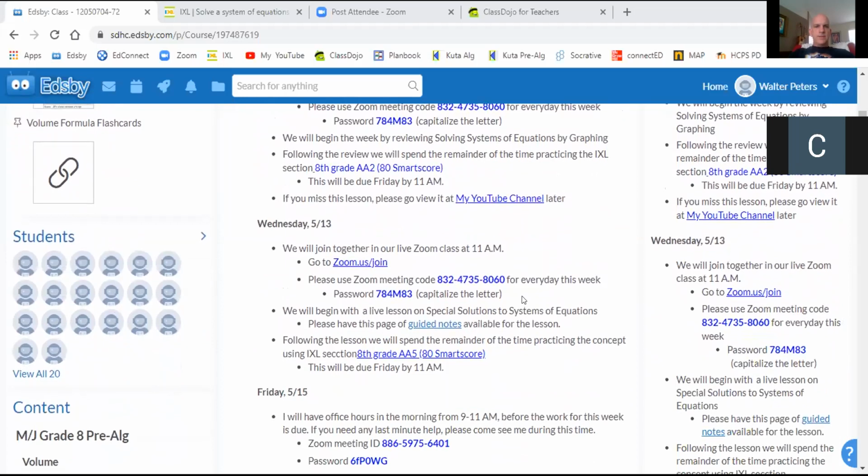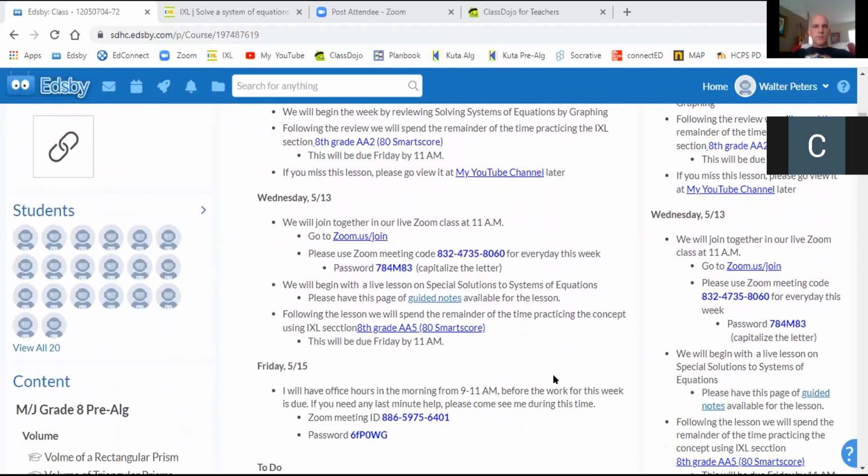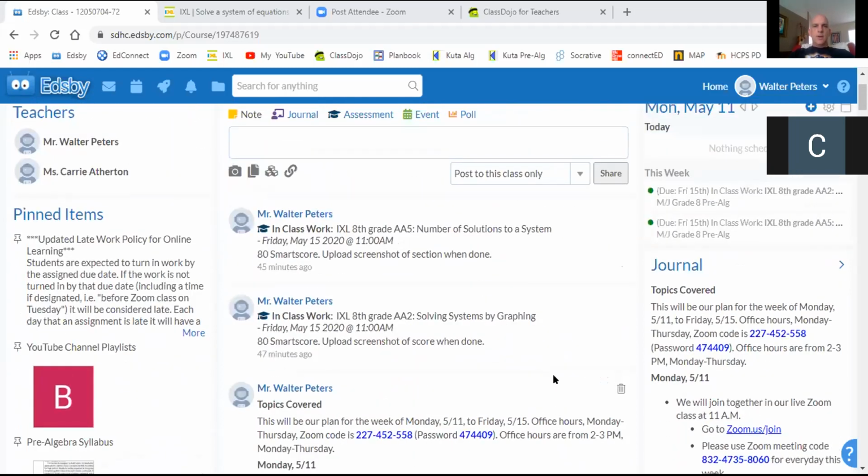And then on Wednesday, we're going to have a lesson on special solutions to systems. So that will include, if you look at the guided notes here, things like no solution systems and infinite solution systems. And we'll talk about how those occur in that lesson. And then we'll work on that in that IXL section. So those are your 2 assignments for the week. And you see them there.